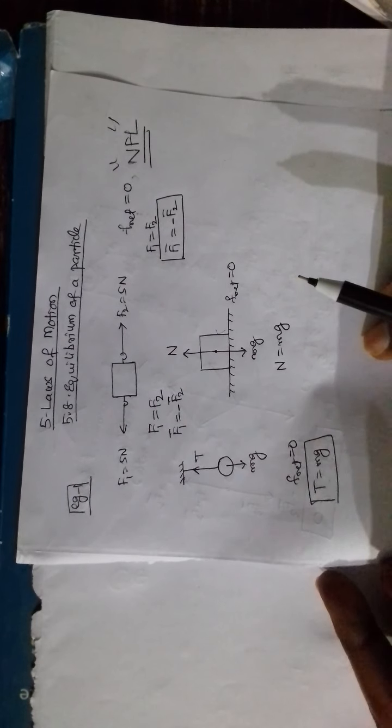So in all the three examples, two forces are working in a line, and they are equal in magnitude and in opposite direction. This minus sign indicates that they are oppositely directed, and then the object is under equilibrium. Now let us consider another example in which three forces are working.